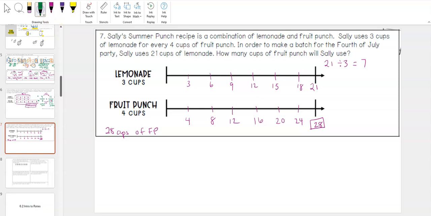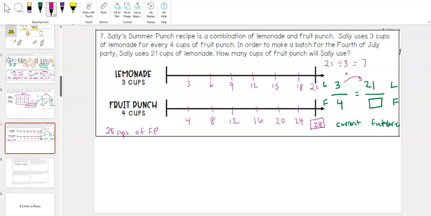All right, so once again, if you don't want to draw this out, or if you think you can do it in your head a little faster, we're going to draw bar equals bar. This is our current ratio. This is our future prediction. We are comparing lemonade to fruit punch. Currently, Sally uses 3 cups lemonade and 4 cups fruit punch. In the future, she's going to use 21 cups lemonade, and we don't know how many cups of fruit punch.